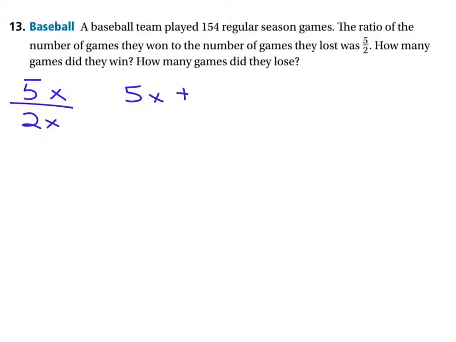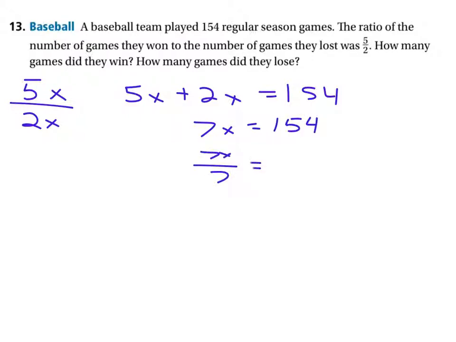So we know then, if that's how it worked and we divided both by x, then we've got 5x plus 2x, the winning number of games plus the losing number of games, needs to equal 154, and then we have to simplify it. 7x equals 154, and dividing both by 7, we get x equals 22.